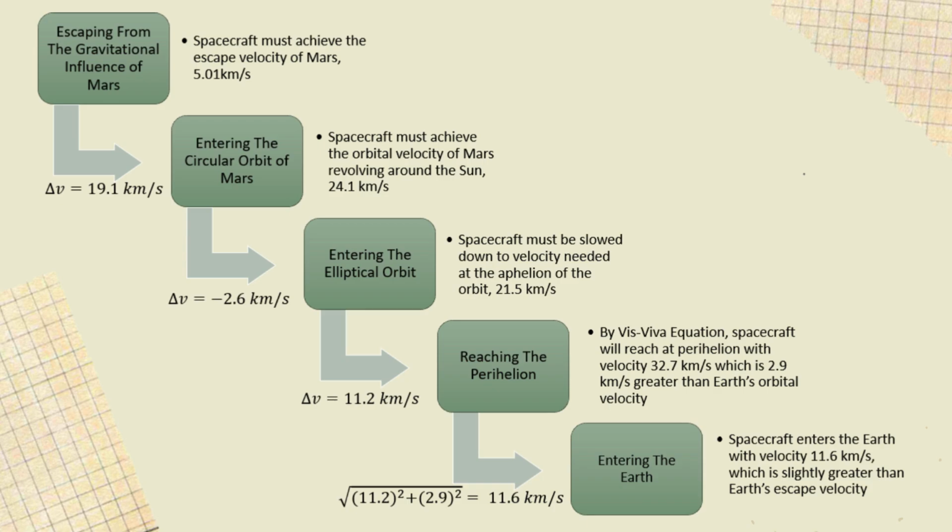Then, the velocity of the spacecraft is reduced in order for it to enter the elliptical orbit at the aphelion. Through the elliptical orbit, the spacecraft will arrive at the perihelion with a velocity of 32.7 km per second, which is greater than that at aphelion. Finally, the spacecraft will enter back to the Earth with a velocity slightly higher than Earth's escape velocity.